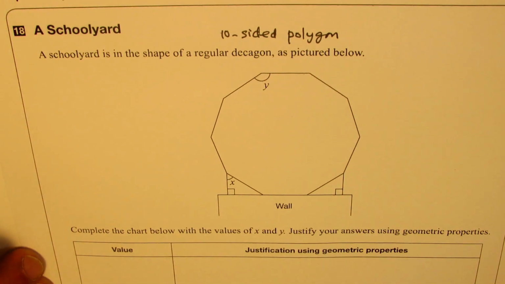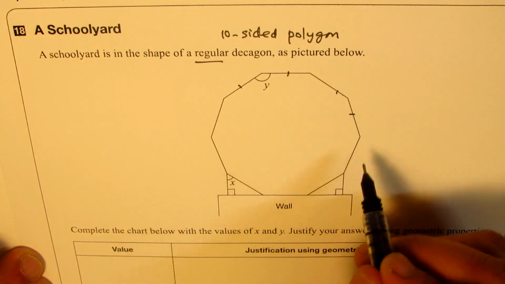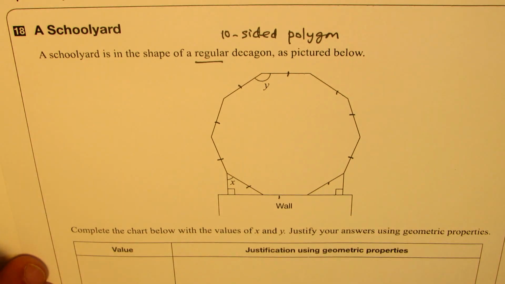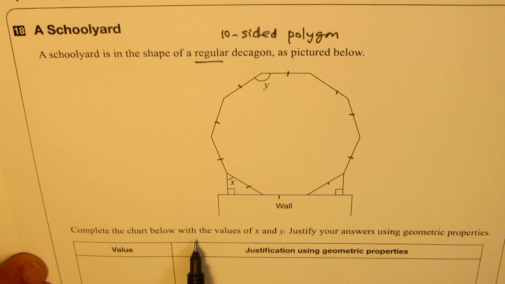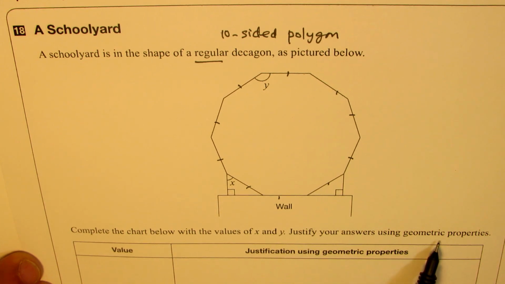Ten-sided polygon, as pictured below. Regular means all sides are of equal length. All angles will also be equal, right? That means regular. Complete the chart below with the values of x and y. Justify your answer using geometric properties.